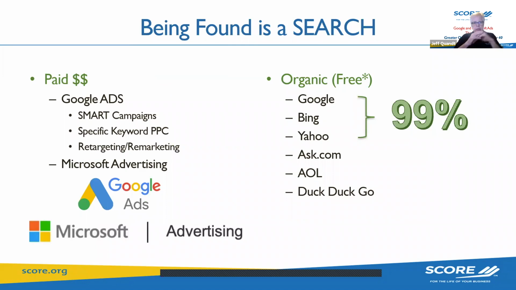And what we're going to be doing today is talking a little bit about how to use these tools, Google Ads and Microsoft Ads, to help your business get found, and actually maybe use the paid search to increase your reach even further. So paid, of course, you've got the Google Ads, you've got smart campaigns, you've got specific keywords, pay-per-click. There's retargeting, remarketing. Those terms are somewhat interchangeable. Google tends to use remarketing as a term.